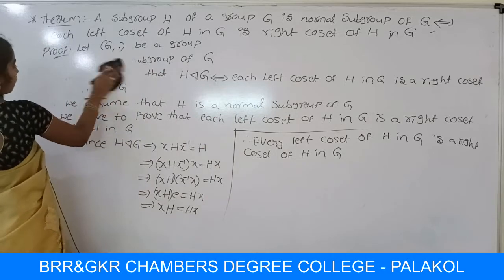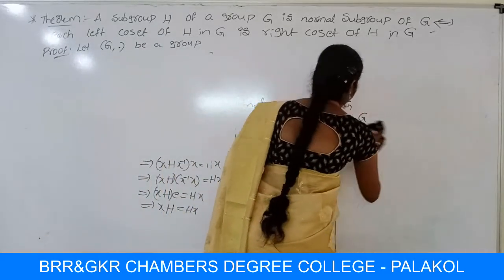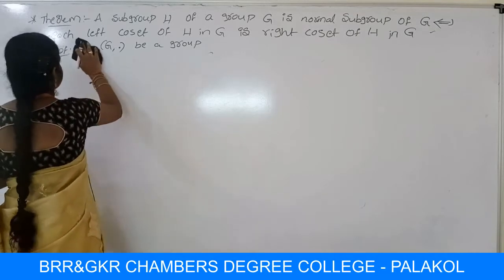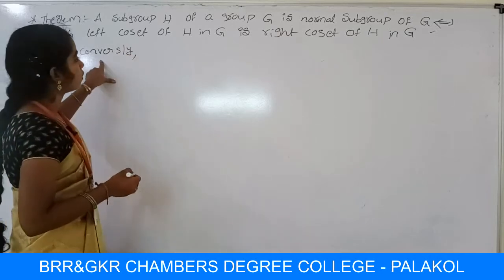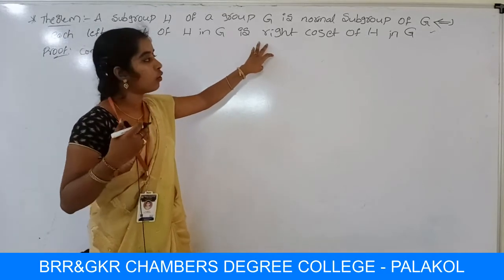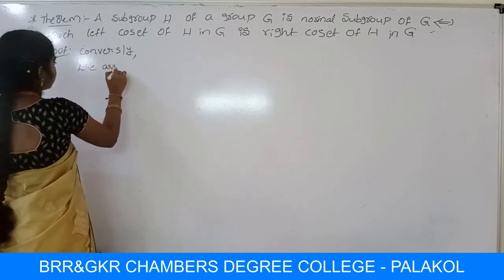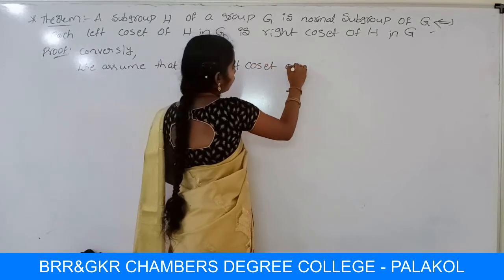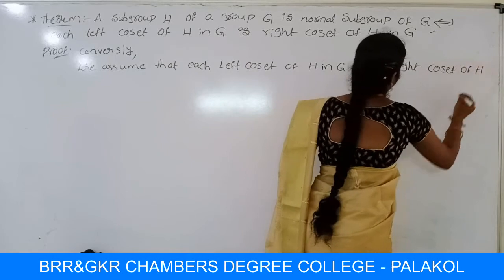And next, conversely, first let us assume each left coset of H in Z is a right coset of H in Z. We have to prove that H is a normal subgroup of Z. So we assume that each left coset of H in Z is a right coset of H in Z.